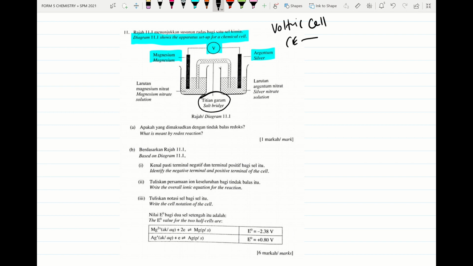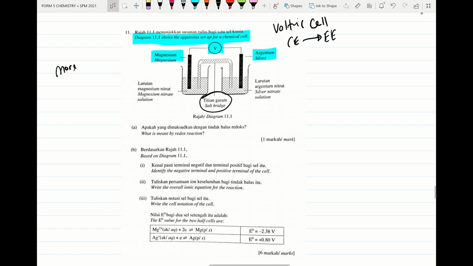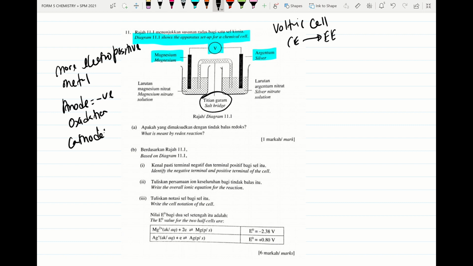So please remember, chemical energy is converted into electrical energy, and please remember, the more electropositive metal will act as the anode. Always remember, it will act as the anode. The anode will be the negative terminal, so it undergoes the oxidation process. The cathode will be the positive terminal, and it will undergo reduction.